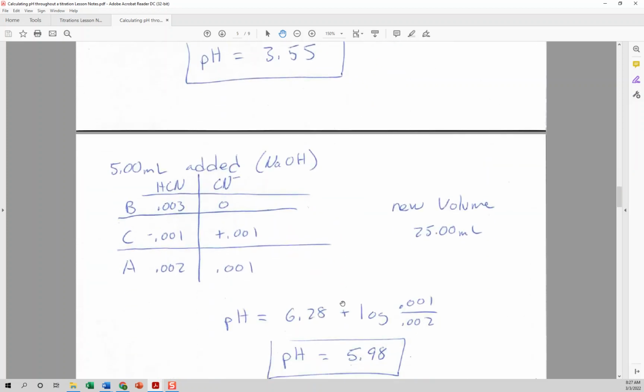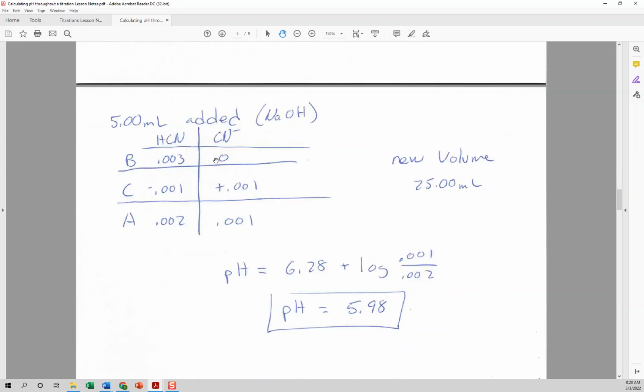Okay, so let's do 5 milliliters added. We're in the buffer region. This is how I suggest you do it: make a BCA chart like you would in a buffer question. But in this case, we're not starting out with a buffer. So our before is we just have moles of HCN, and we don't have any CN minus. But as I add OH to HCN, it's going to take out the HCN and produce CN minus, right? So we're going to make our BCA chart.